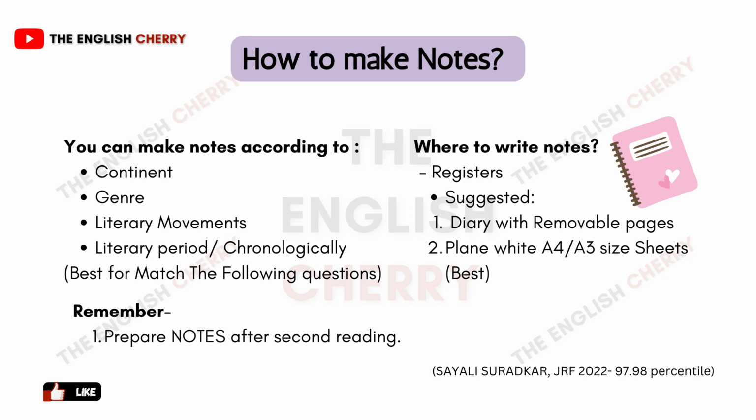Once you decide to make notes, I would suggest making them continent-wise, like British literature, American literature, African literature, Indian literature, and so on. You may also make them genre-wise or according to literary movements. However, whatever you note down should not be too lengthy. Be precise and note it periodically, so that it will be of best use in matching the questions in the exam. Also, you can use different highlighters and pens to make your notes interesting.